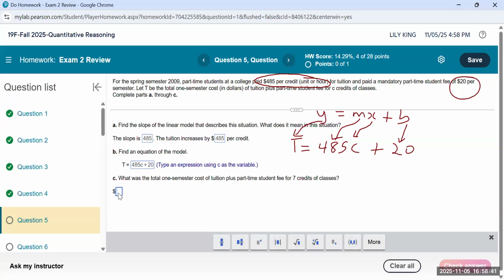We can use this equation to predict the cost of tuition plus part-time student fee for 7 credits of classes. So what we do is, in place of c in this equation, we're going to plug in 7. This is $34.15.